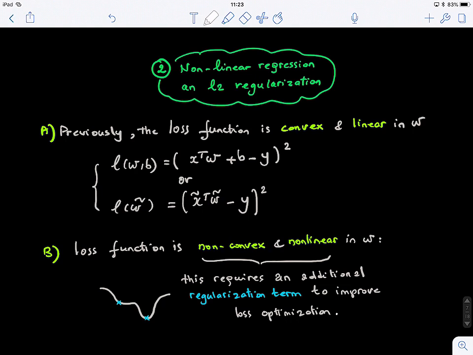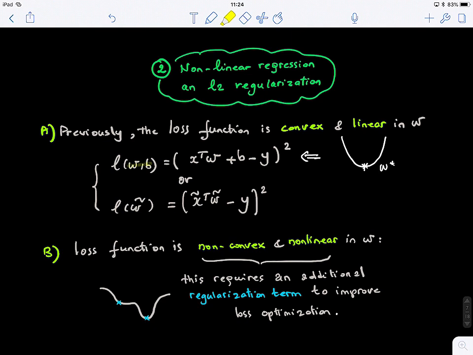Okay, so previously we looked at the linear regression model, and it's convex. We had a convex loss function to minimize. It was so nice that we were able to derive the closed form for our parameter W. Okay, and here, as you can see, we had two different equations.